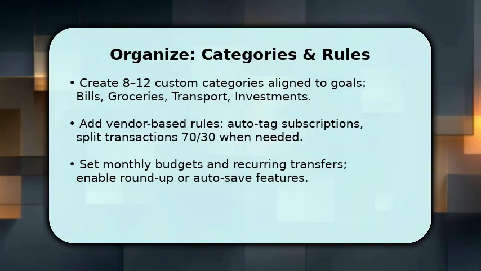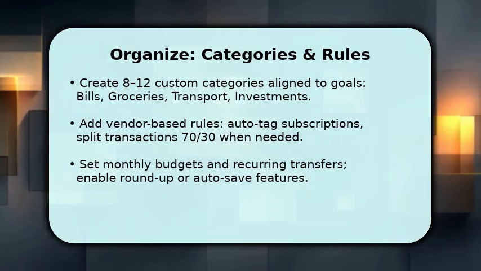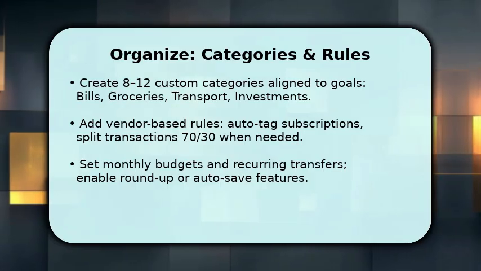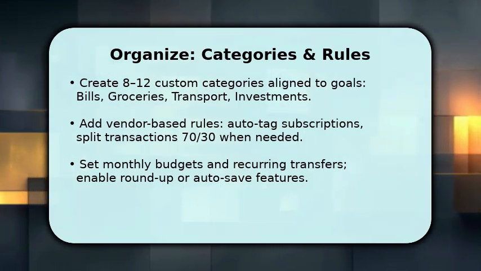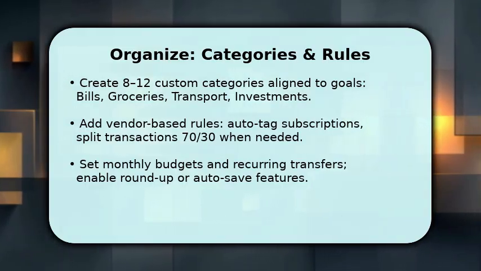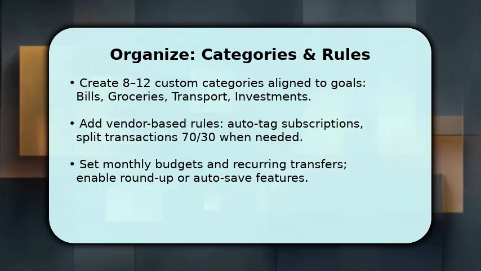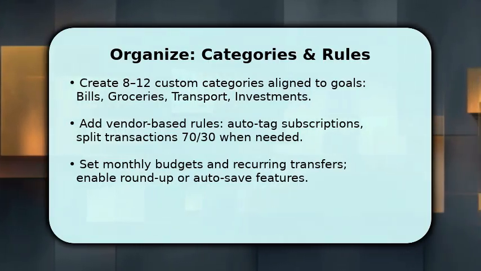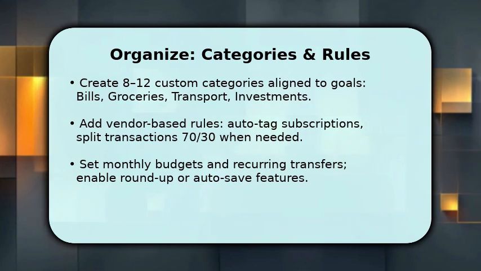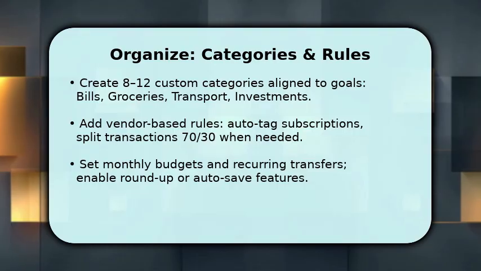You now focus on structuring your spending so the app can act intelligently. Begin by defining 8 to 12 categories that match your financial goals, then create vendor and keyword rules to auto-tag recurring items. This reduces manual cleanup. Once rules are live, split complex transactions where necessary and assign percentages. Next, set monthly budgets and schedule recurring transfers or roundups to savings. Doing this creates automated behavior and visible trends, which helps the app produce useful alerts and forecast cash flow.